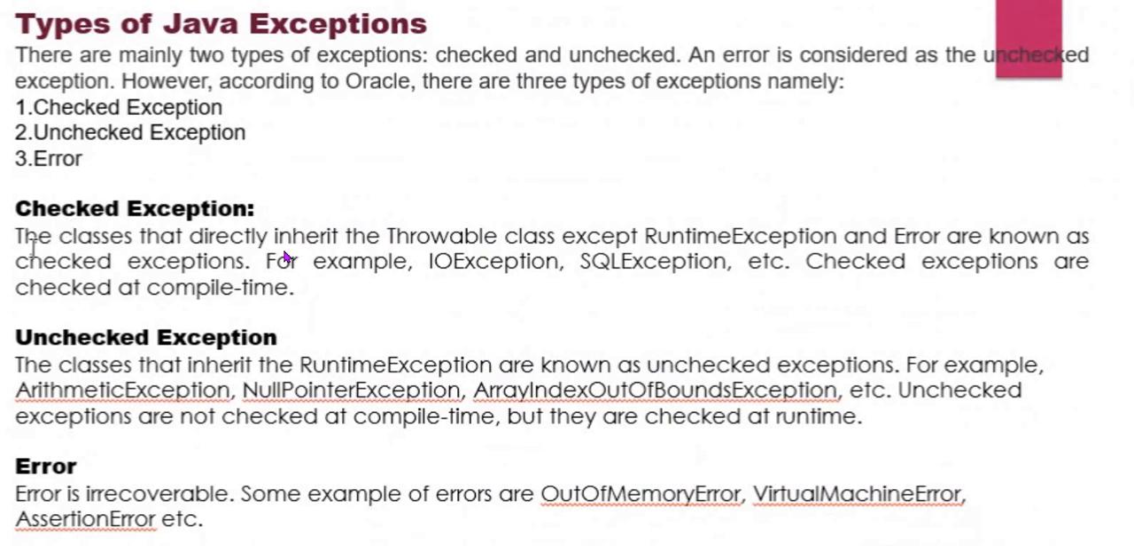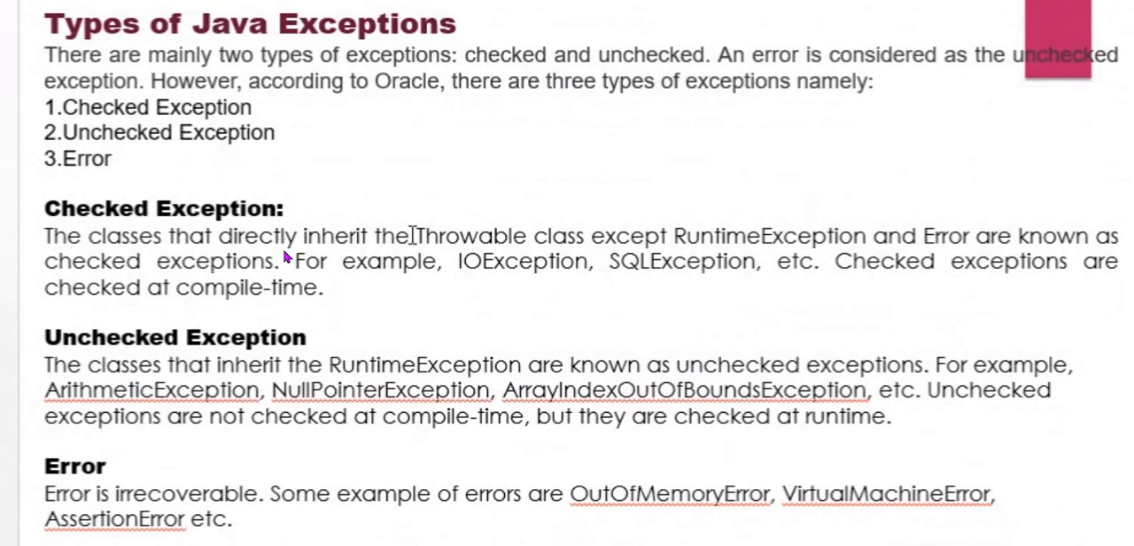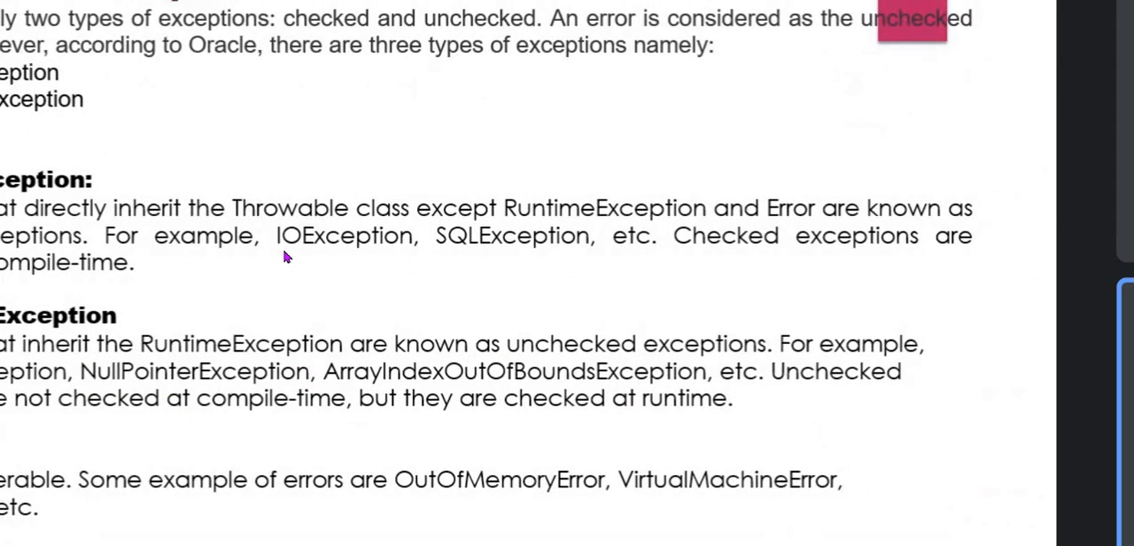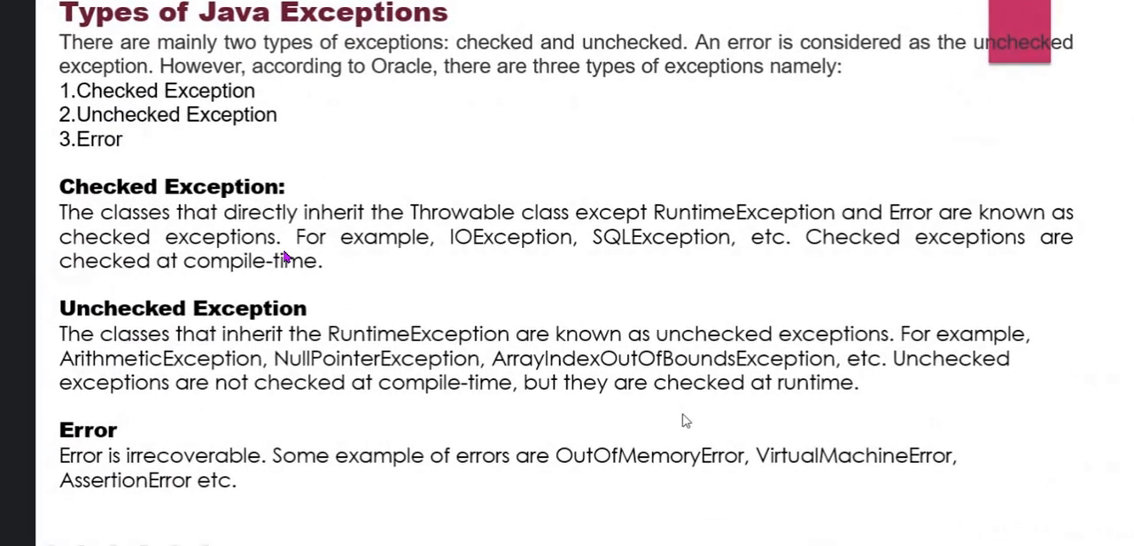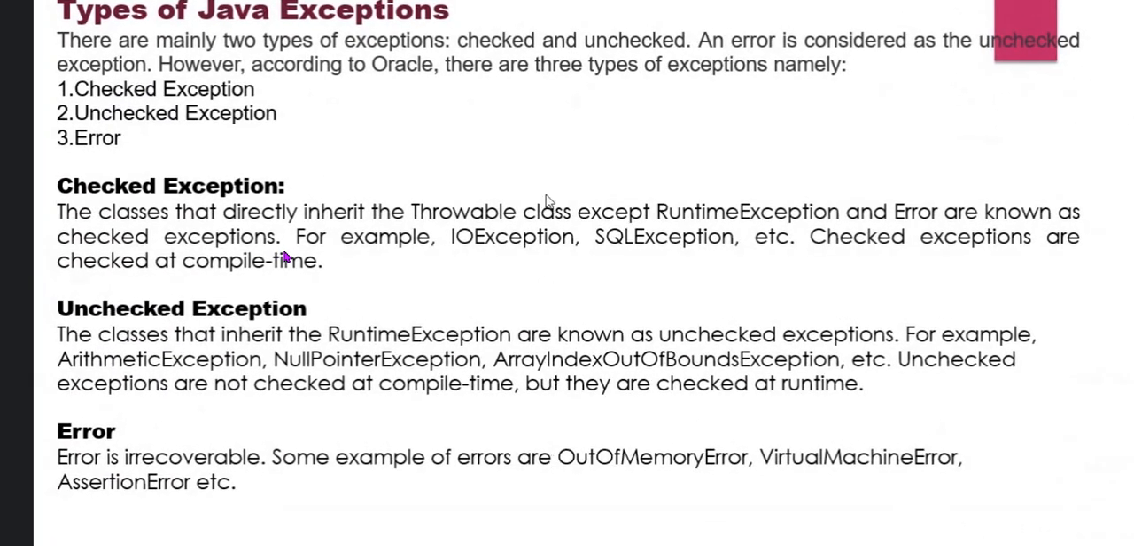Here the definition has been given that the classes that directly inherit the Throwable class, except RuntimeException and Error, are known as checked exceptions. And it is saying the runtime exceptions are unchecked exceptions. So unchecked exceptions are the RuntimeException and Error. Okay, but I didn't get exactly what the difference is.